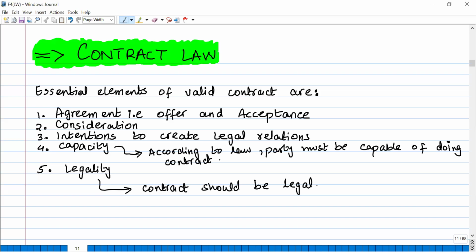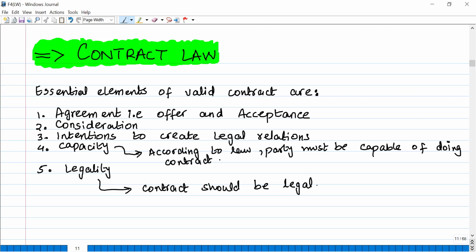Obviously, in this chapter, we are going to talk about the law that revolves around the contract. Now, there are five essential elements of a valid contract. In our daily life, we use the word agreement, but to be a valid contract, a contract should have five elements. The first one is agreement. In agreement, one party will give some offer and the other party will accept that offer. Then we will say that our agreement is formed.